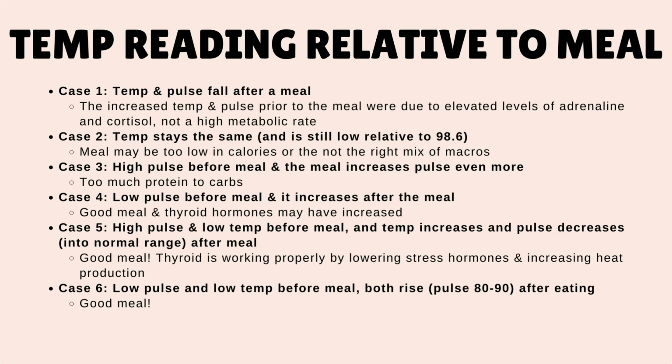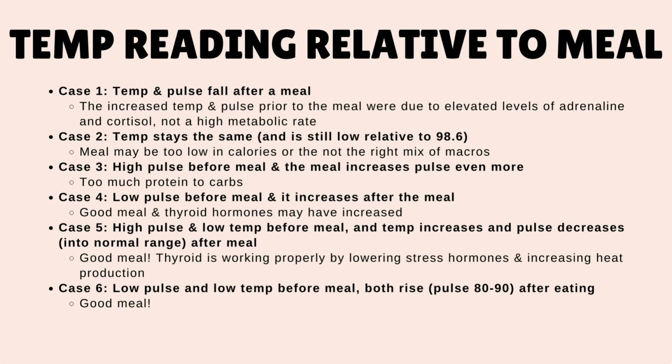Case number 3, you have a high pulse before your meal and the meal increases your pulse even more. That's a pretty clear sign that that meal contained too much protein relative to carbs. So try playing around with your carb to protein ratio. Case number 4, you have a low pulse before your meal and then it increases after the meal. That's a good meal and your thyroid hormones may have increased.